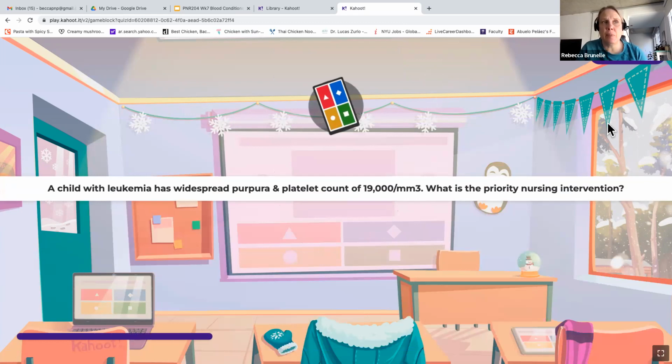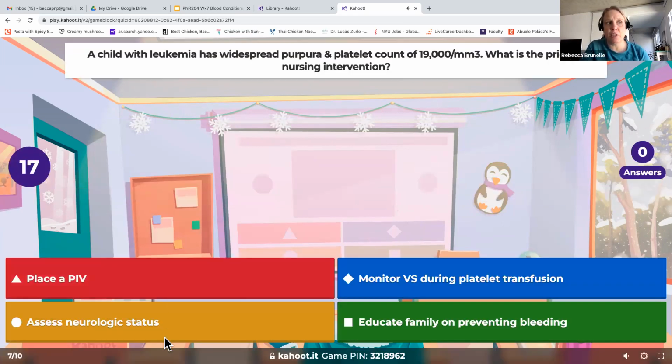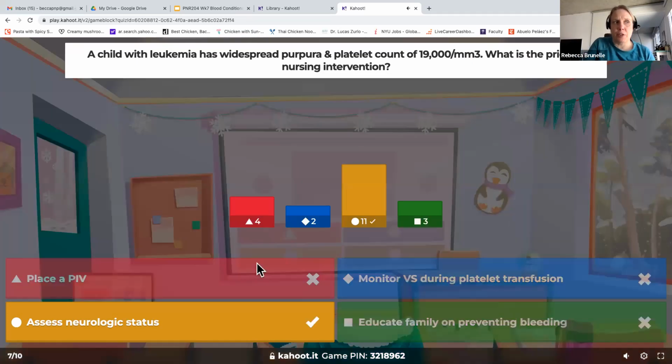So a child with leukemia has widespread purpura and a platelet count of 19,000. What is the priority nursing intervention? To place an IV, to assess the child's neurologic status, monitor vital signs during a platelet transfusion, or educate the family on preventing bleeding? All right, so in reality, you're probably going to be doing all of these things, but the priority is going to be making sure that they're not having any sort of bleeding to their brain. So assessing the neurological status is going to be your highest priority.